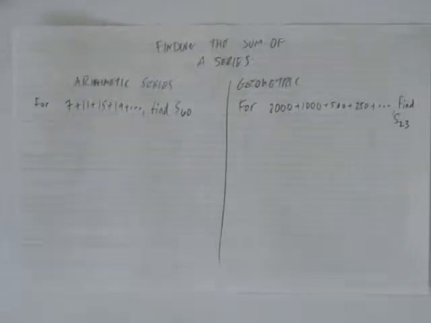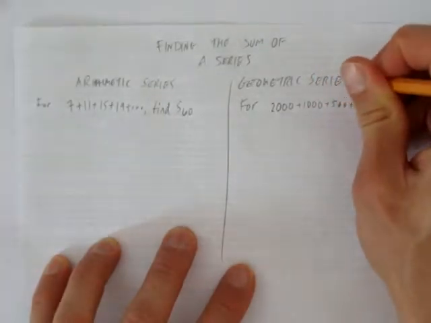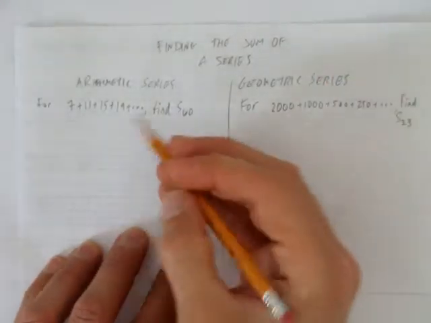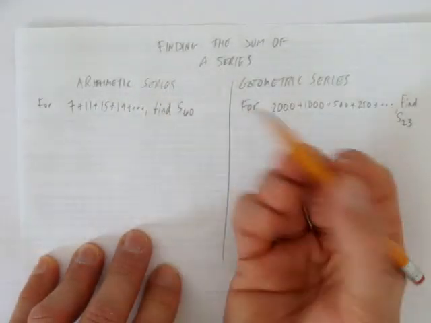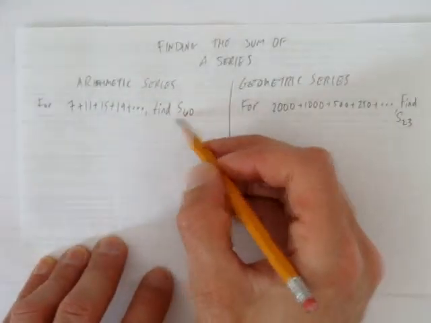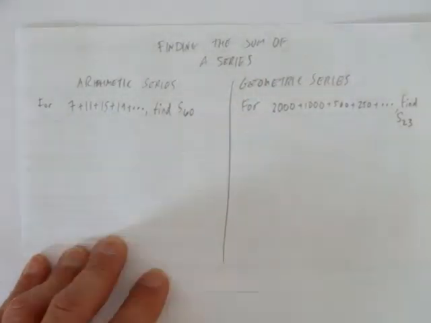This video will review finding the sum of a series, and two different series will be looked at. The first series will be arithmetic, the second series will be geometric. So the first series says: for 7 plus 11 plus 15 plus 19 plus and so on forever, find the sum of the first 60 terms.